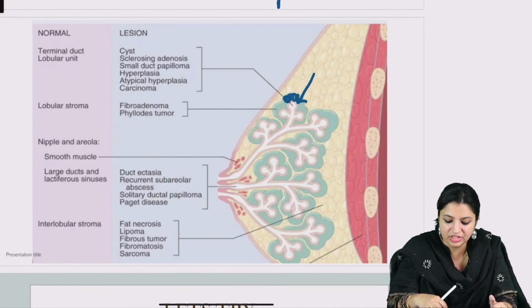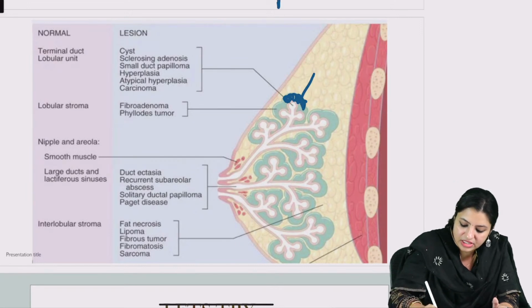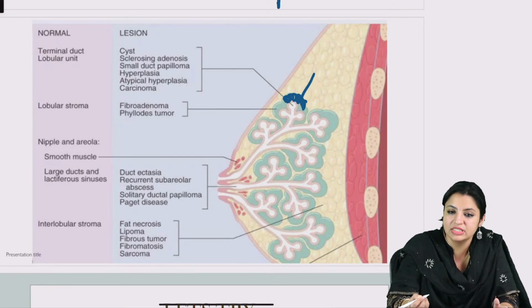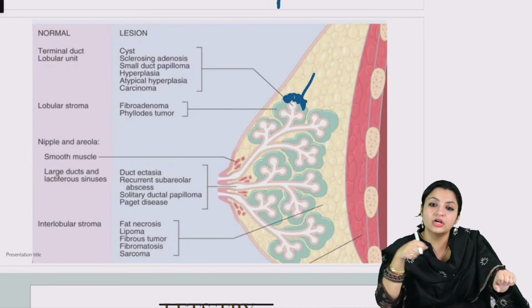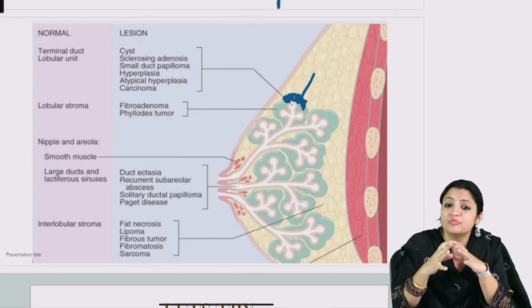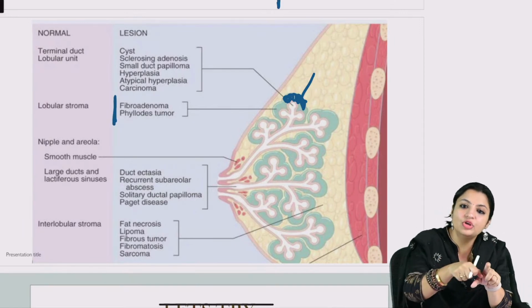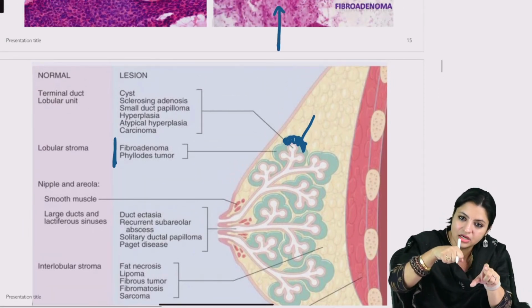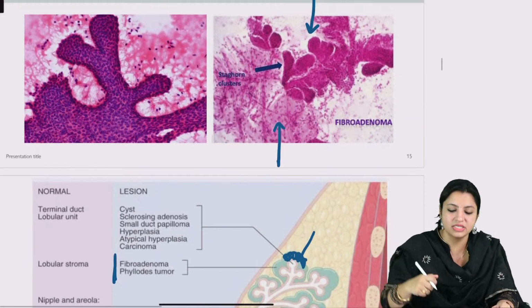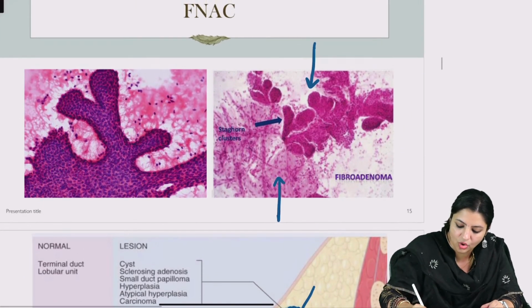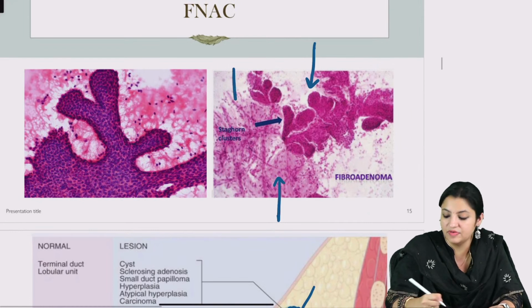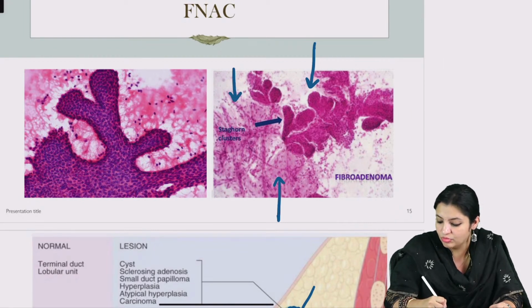On FNAC also you will see the same thing. This is the stroma which will come out in the FNAC. Along with that, you will pull the duct also. Usually because of proliferation of stroma, the ducts are compressed. So when you pull out this duct, it comes like a stag horn. You see a lot of stag horn-like pattern like this, which is very characteristic of fibroadenoma of breast.